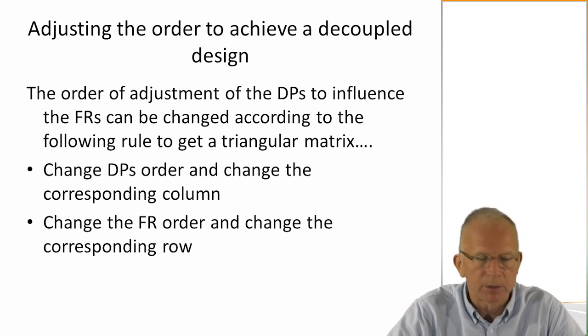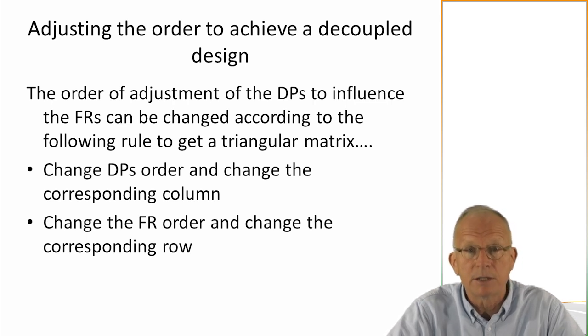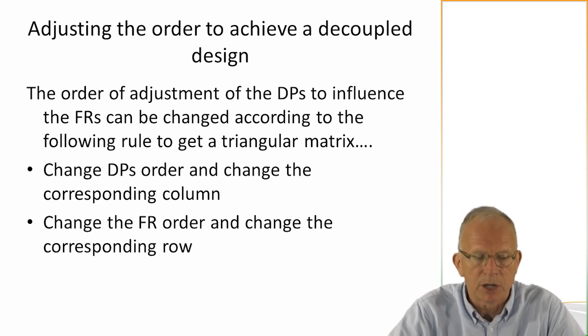Now, if we have a diagonal matrix, it's called an uncoupled design, and a triangular matrix would be a decoupled design. So the order of adjustment of the DPs to influence the FRs can be changed according to the following rules, in order to get a triangular matrix. When we change the order of the DPs, we need to move the corresponding column, and when we change the FR order, we need to change the corresponding row.